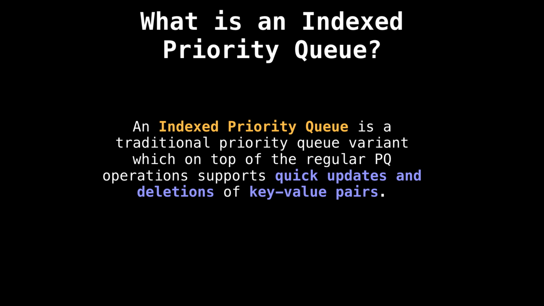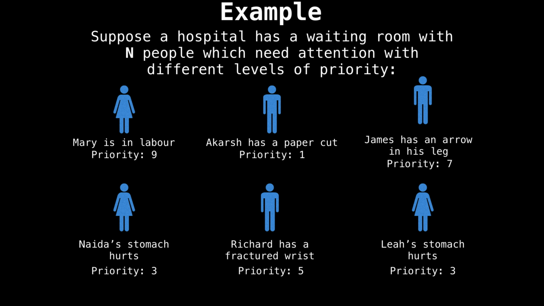Well, it's a traditional priority queue variant which, on top of having all the regular priority queue operations, also supports quick updates and deletions of key value pairs. One of the big problems that the indexed priority queue solves is being able to quickly look up and dynamically change the values in your priority queue on the fly, which is often very useful. Let's look at an example.